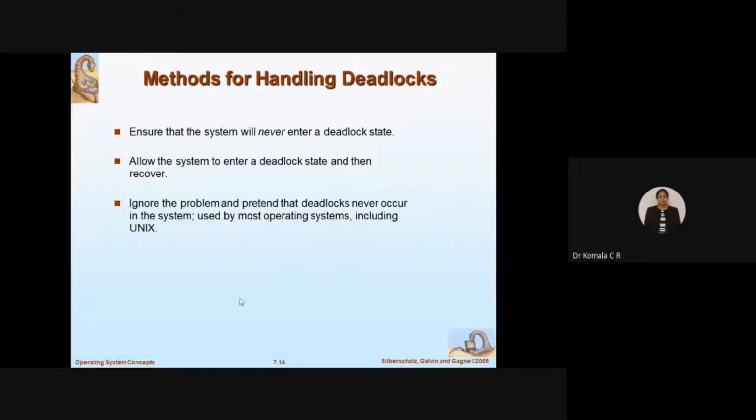So what are the methods by which I will handle the deadlock? Firstly, I'll try to maintain the system such that it will never enter a deadlock state. If that is not possible and the system has entered a deadlock state, then I'll try to recover it. If I am unable to recover it, then I will ignore the deadlock problem and continue with the rest of the process.